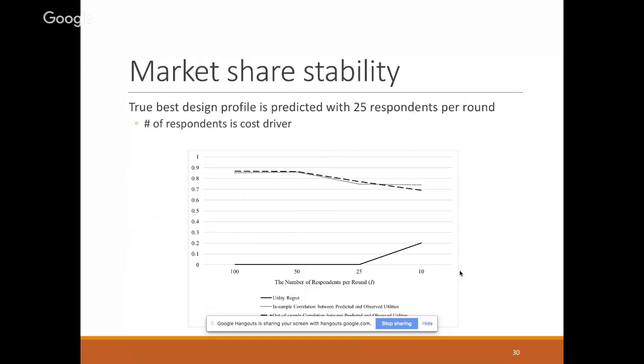So what we found is with 100 respondents, 50 respondents and 25 respondents, we could still find the best performing design profile after running 5 rounds of experiment. But with 10 respondents per round, our results became rather unstable. However, 25 people is much lower than the typical number of respondents in design experiments. So we think this is evidence of the stability of our experimental method.